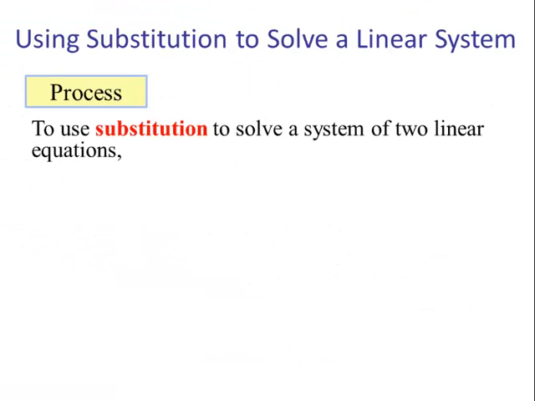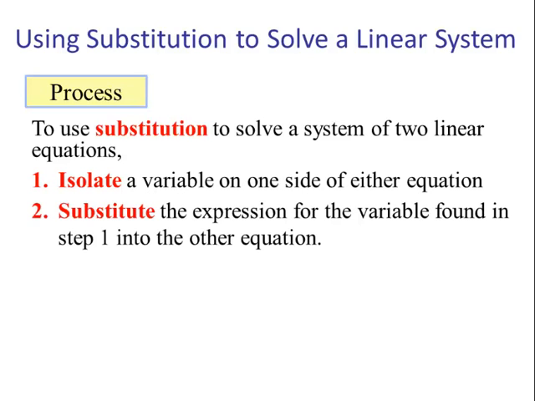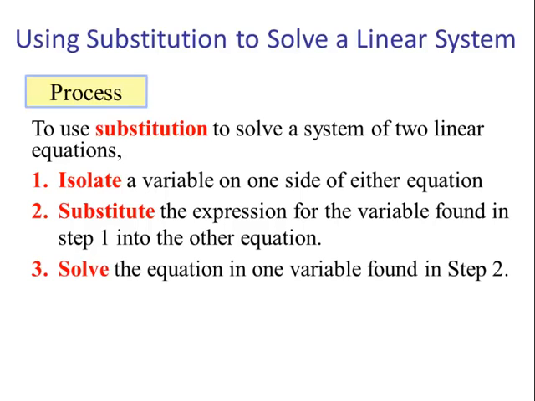Using substitution to solve a linear system. Process. To use substitution to solve a system of two linear equations. Number 1, we isolate a variable on one side of either equation. Number 2, we substitute the expression for the variable found in step 1 into the other equation. Now this is important. It needs to be in the other equation than the equation that we used in step 1. Number 3, we solve the equation in one variable found in step 2.